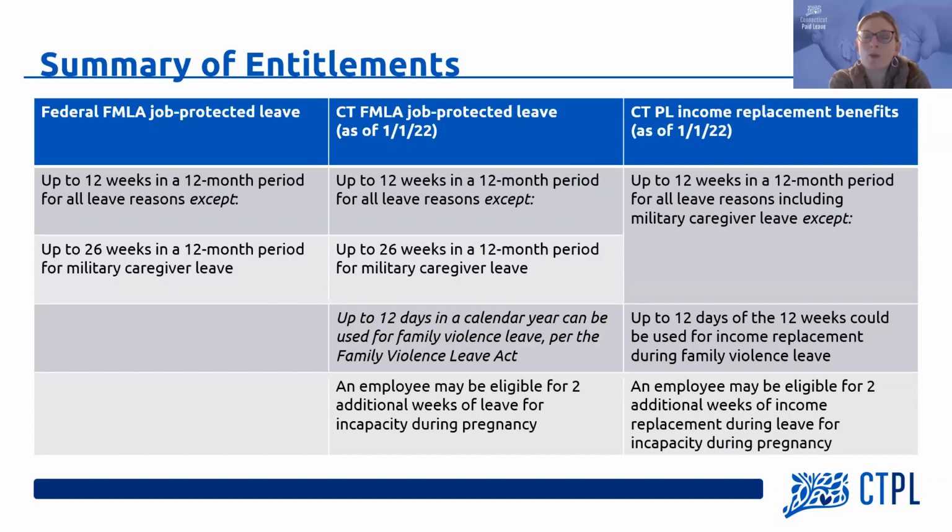Now, how much time or what length of benefits can folks receive under these three laws? Federal FMLA provides up to 12 weeks in a 12-month period for all reasons, with the exception of military caregiver leave, which provides up to 26 weeks in a 12-month period. Connecticut FMLA now mirrors that, with the only differences being that Connecticut does again have that special provision for family violence leave with up to 12 days in a calendar year, and the additional 2 weeks potentially for incapacitation during pregnancy.